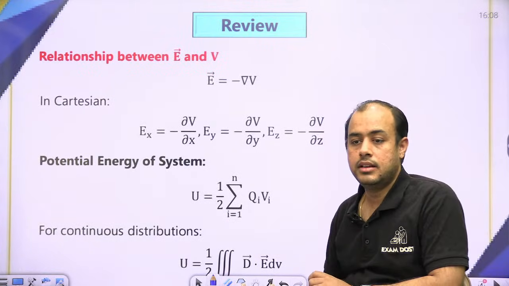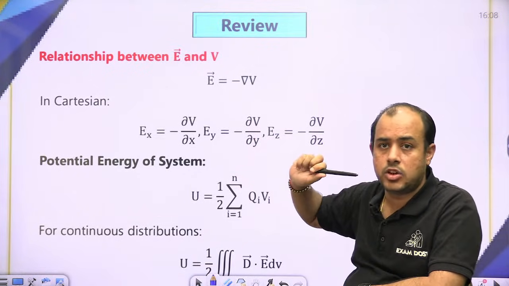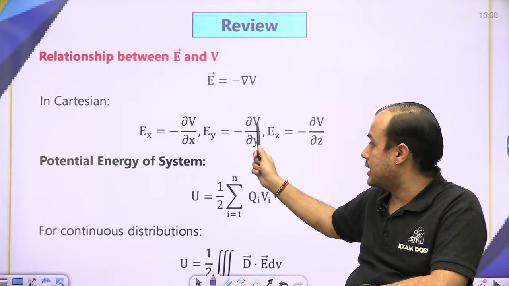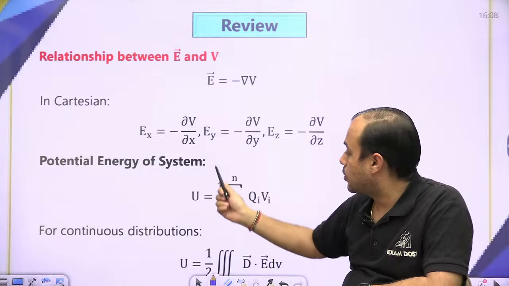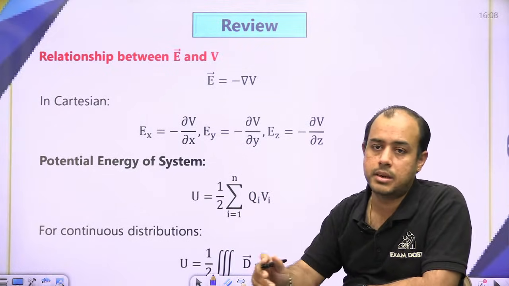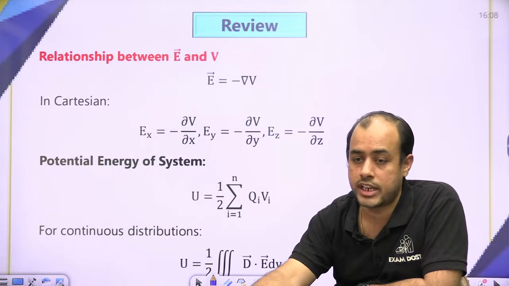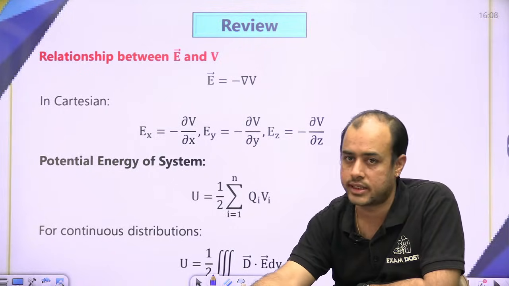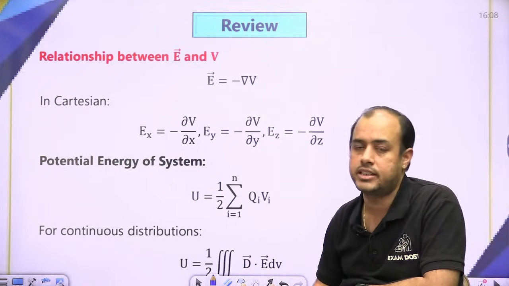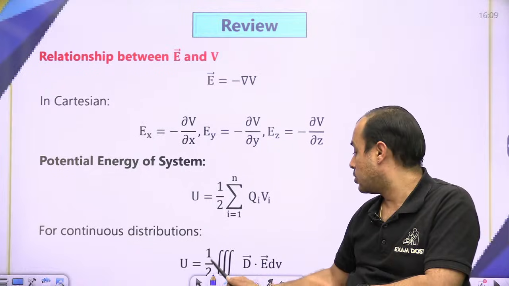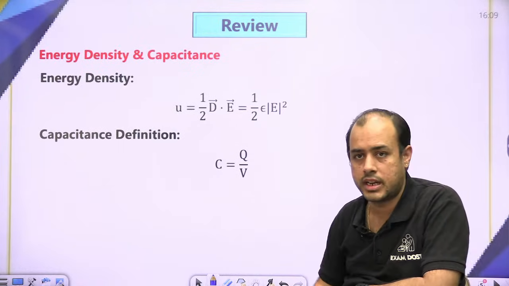Now beta, electric field is minus gradient of V, where gradient is written like this: del V by del X, del V by del Y, del V by del Z. Potential energy of the system was summation half Qi Vi, where Vi is the potential at the location of Qi because of all other charges. For continuous charge distribution, half triple integral D dot E dV. So half D dot E is called the energy density, which is half epsilon E square.